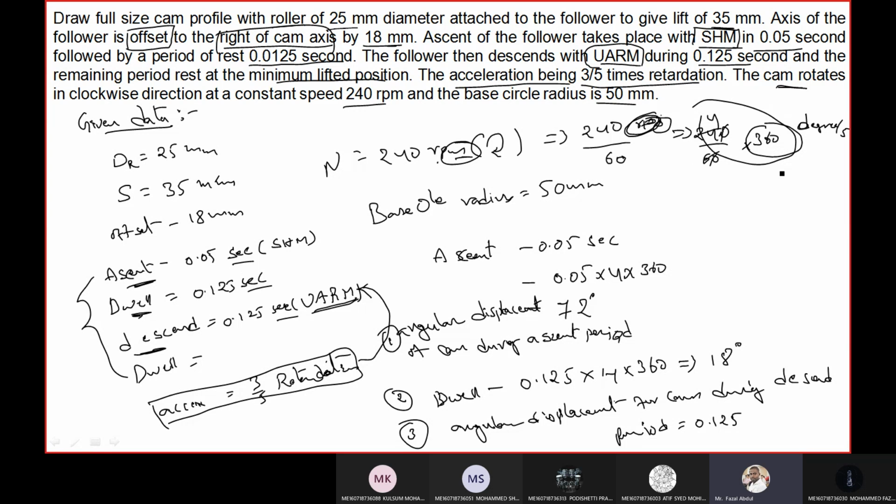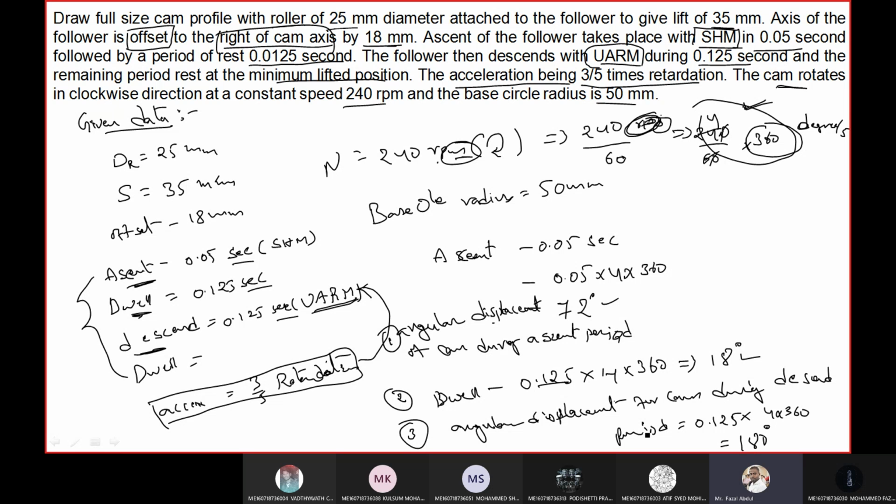So this total product is known as the motion of the cam. For a particular period, meaning ascent period, descent period, dwell period, if you multiply this value, you will get the particular degree value. Okay, so here 0.125 into 4 into 360 degrees. So how much is this one? 180 degrees. So 180 degrees we got.